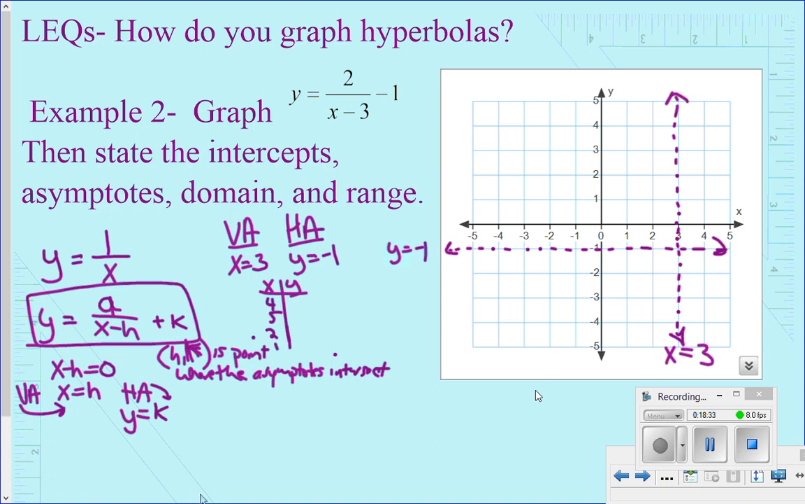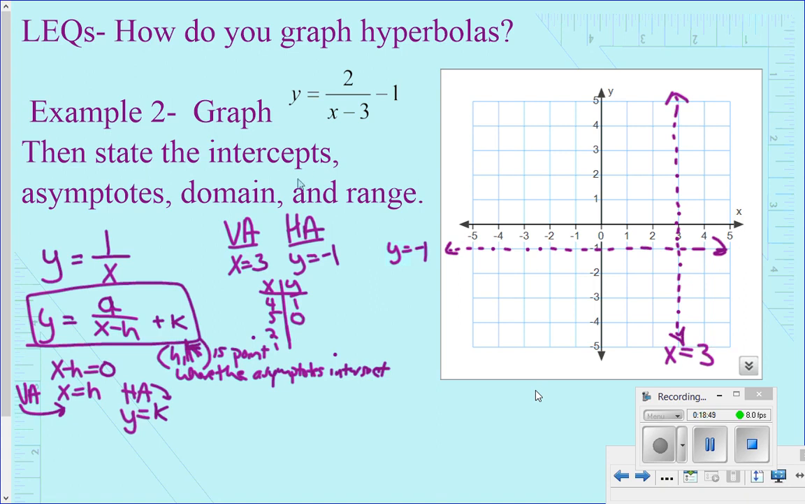So substituting in 4, 4 minus 3 is 1, that's easy enough. 2 divided by 1 is 2. 2 minus 1 is 1. Putting in 5, 5 minus 3 is 2. 2 divided by 2 is 1. 1 minus 1 is 0. We just located the x-intercept.